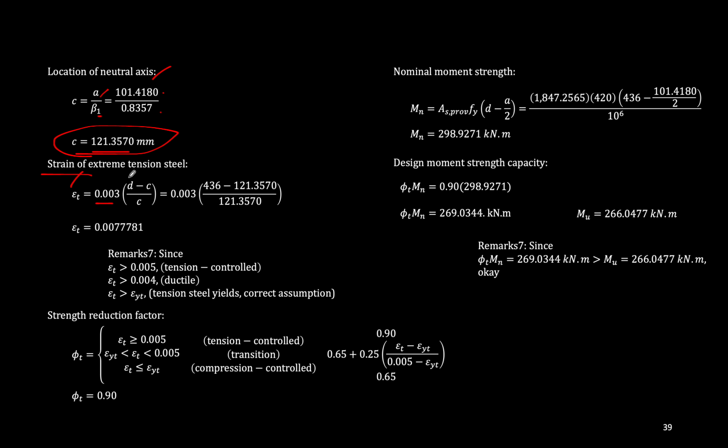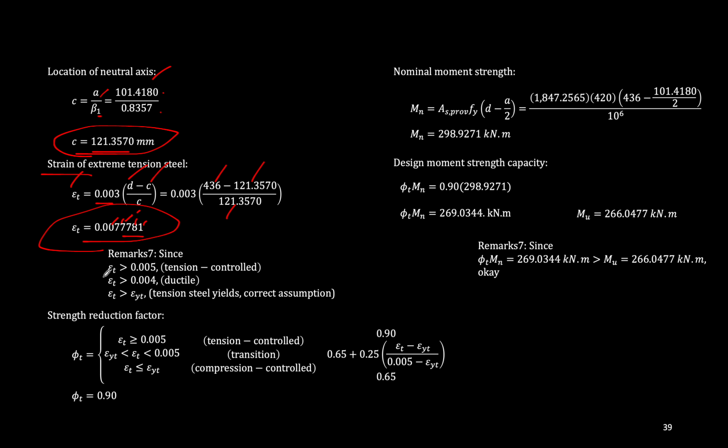So 0.003 times yung D na 436 minus yung C na 121 all over ang C na 121. So yung makalculate na strain ng extreme tension steel is 0.00777781. Take note, every time na mag-solve kayo ng strain na extreme tension steel, dapat at least 5 significant figures. 1, 2, 3, 4, and 5.